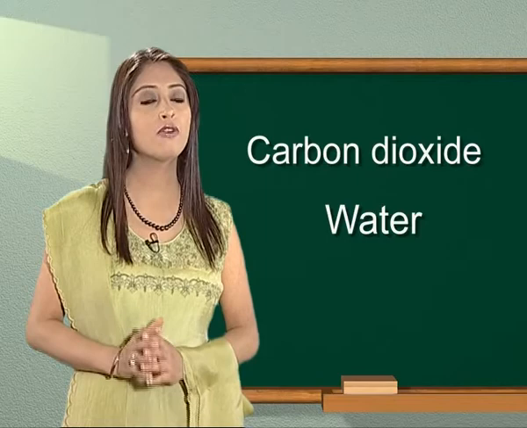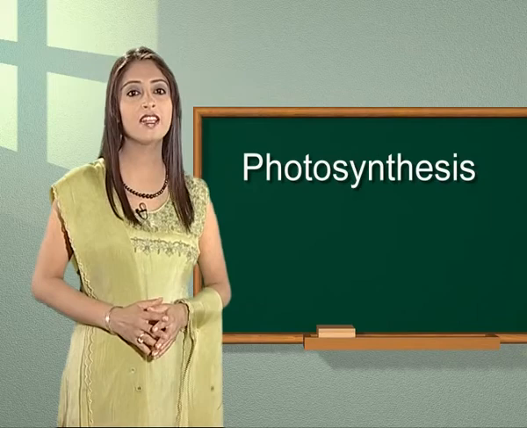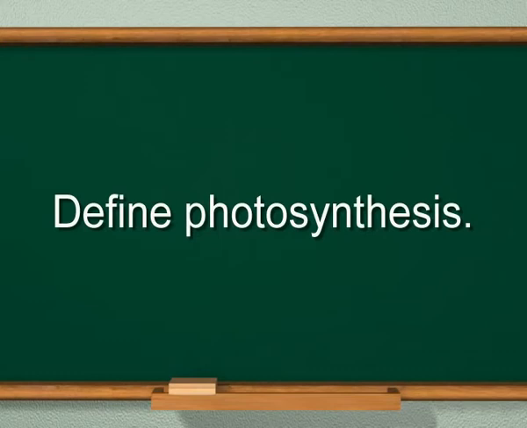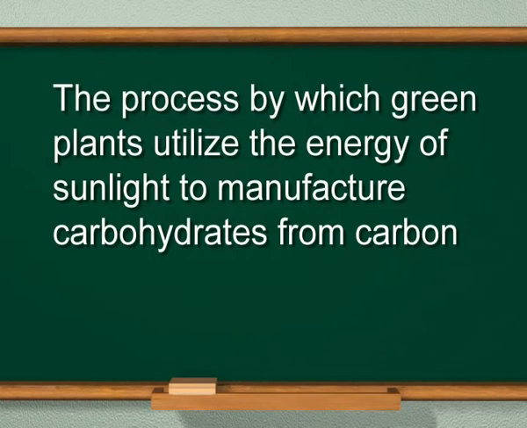So students, this is enough for today. Let us go through a round of questions and answers to check your understanding of the topic. Be attentive. Here are some questions. The first question is, define photosynthesis. The answer is, the process by which green plants utilize the energy of sunlight to manufacture carbohydrates from carbon dioxide and water in the presence of chlorophyll.